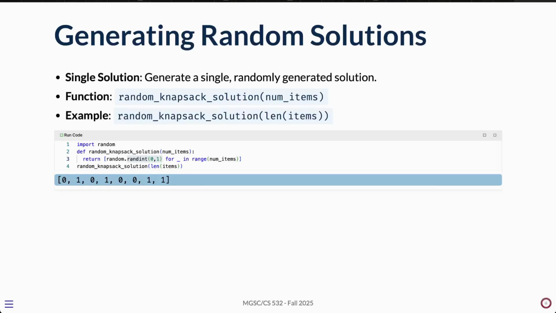When we call our function using the length of our items, we get something like this. And this represents a specific packing strategy. So zeros represent leaving the item and 1 represents taking it. So we're going to leave items 1, 3, 5, and 6, and we're going to take items 2, 4, 7, and 8. Each time we call this function, it's going to give us a different solution. And some of the solutions might be really bad. They might exceed the weight limit or just select really low value items. And others might be surprisingly good by chance. And this diversity, again, is exactly what we want in that initial population.